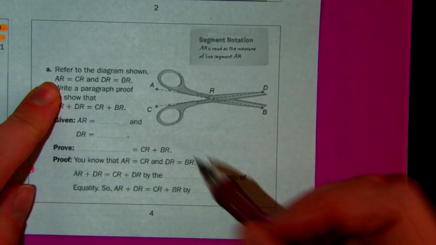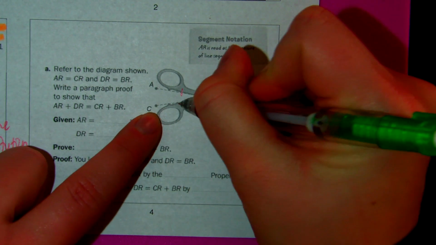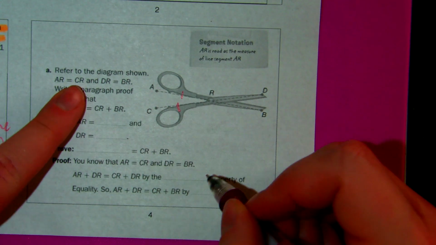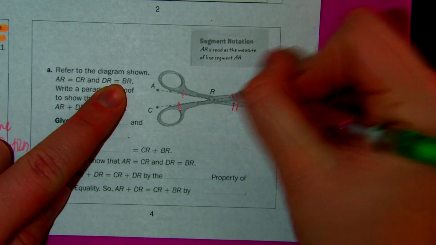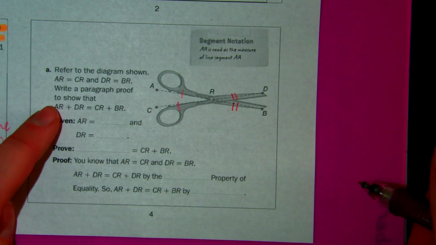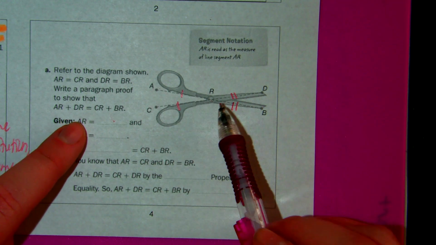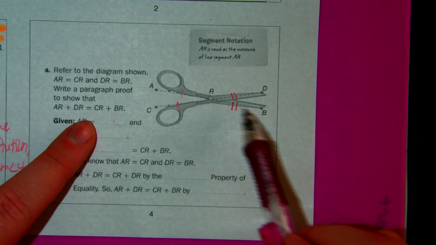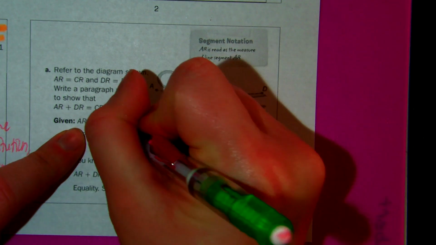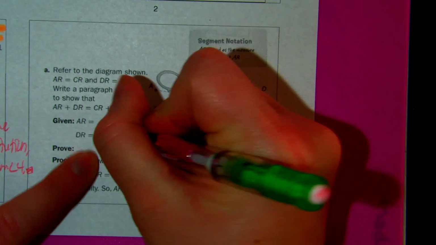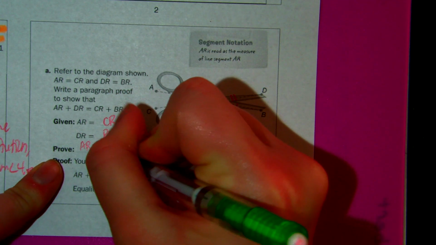AR equals CR. So we know that this part on the top is equal to this part on the bottom. So I'm just going to write a little line here. And DR, we don't know that those two are equal, so we're just going to put 2 lines, equals BR. So top and top is equal to bottom and bottom. Write a paragraph proof to show that AR plus DR, so the top, is equal to the bottom plus the bottom. So we are given that AR equals CR, fill in the blanks, and DR equals BR. Prove that AR plus DR equals CR plus BR.